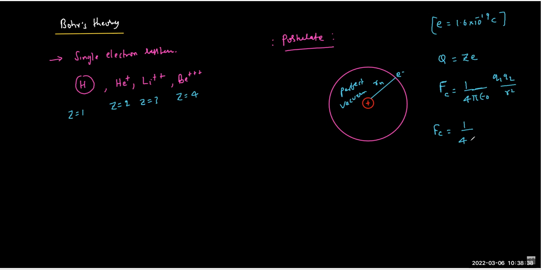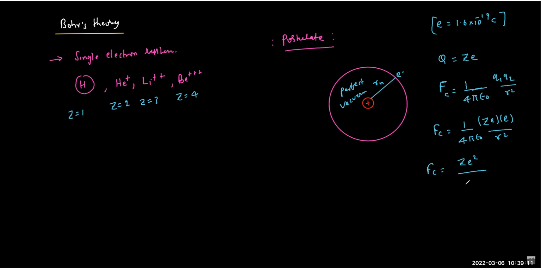So we can write 1 by 4 pi epsilon naught. The first charge is Ze, which is the charge of the nucleus. The second is the charge of the electron, e, and because it's a single electron system, we can say that this is the only force acting. This is the net force acting on the electron. So this is e, and the separation is R square. Because of the circular assumption, things are pretty easy.